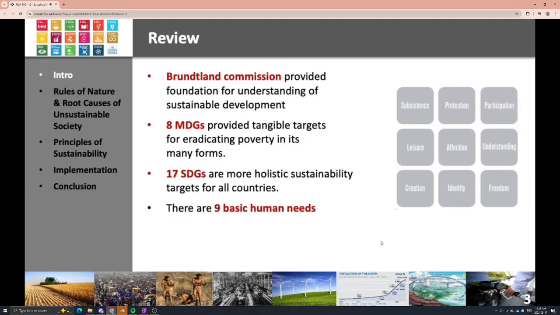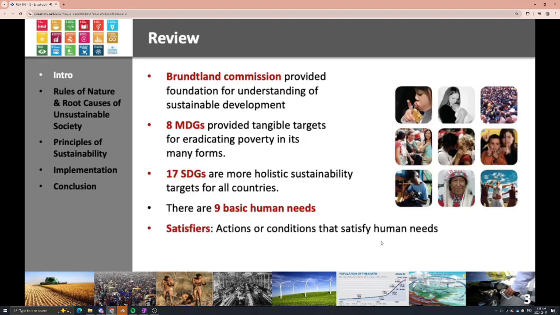To examine how we can best satisfy these needs, the video also introduces the concept of satisfiers, which are actions or conditions that satisfy human needs. Also mentioned are several special categories of satisfiers, like synergistic satisfiers that satisfy multiple needs at the same time. There are destroyers that address one need but deprive other needs, and pseudo-satisfiers that only superficially satisfy a human need.